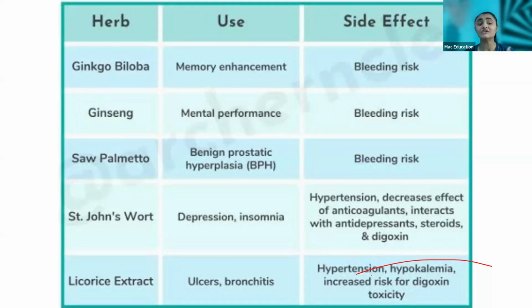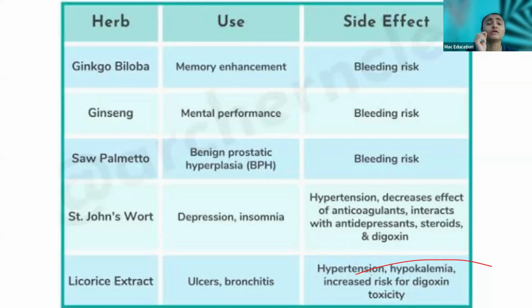Next herbal remedy is ginseng. It is used for mental performance. It will increase mental performance, but again the side effect is bleeding risk. Next is saw palmetto. Saw palmetto is used for BPH, and the side effect is not bleeding risk, but actually it is related to GI stomach discomfort. It is not directly linked with bleeding risk.